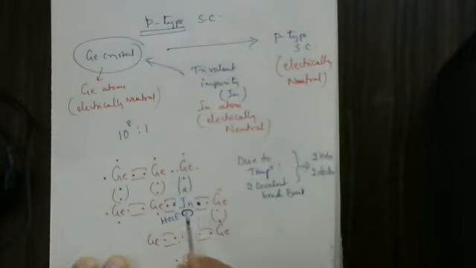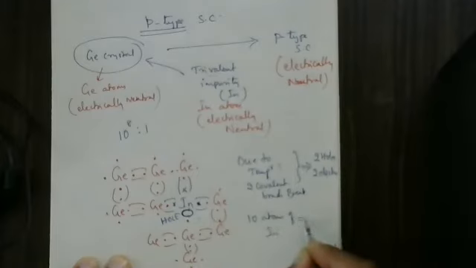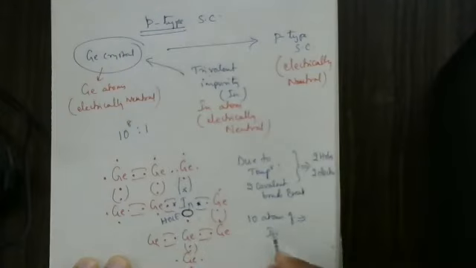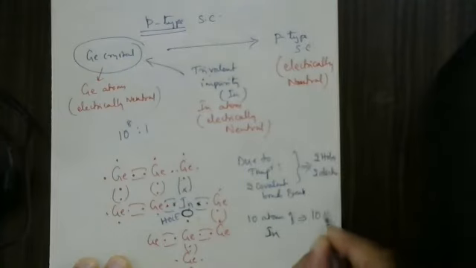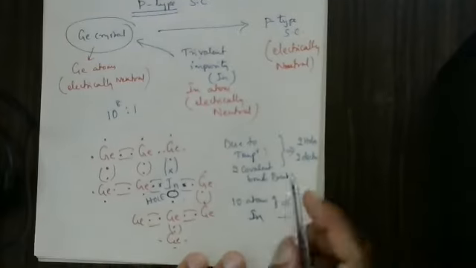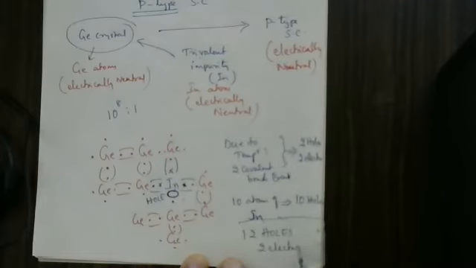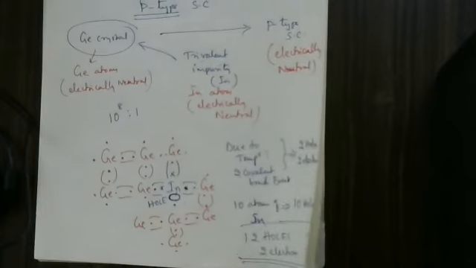Let us imagine we have added 10 atoms of indium. 1 indium atom produces 1 hole. 10 atoms of indium produce 10 holes. Together, if we are adding here, we will be having 2 holes and 10 holes. Together, we will be having 12 holes and 2 electrons. It is containing 12 holes and 2 electrons.